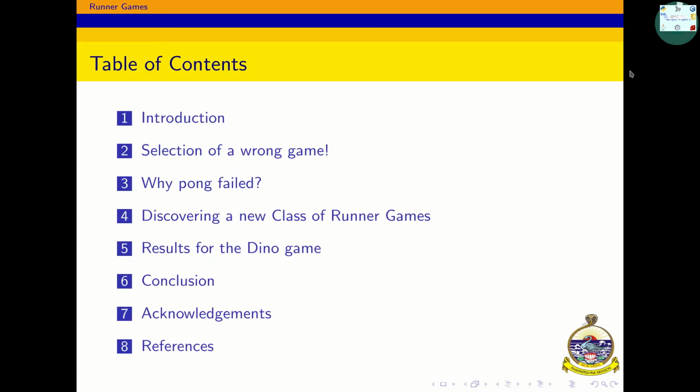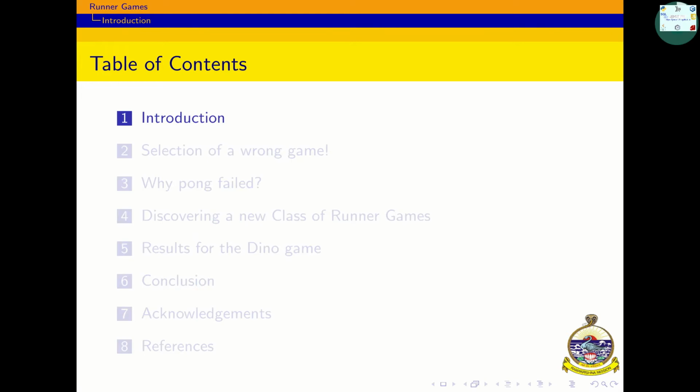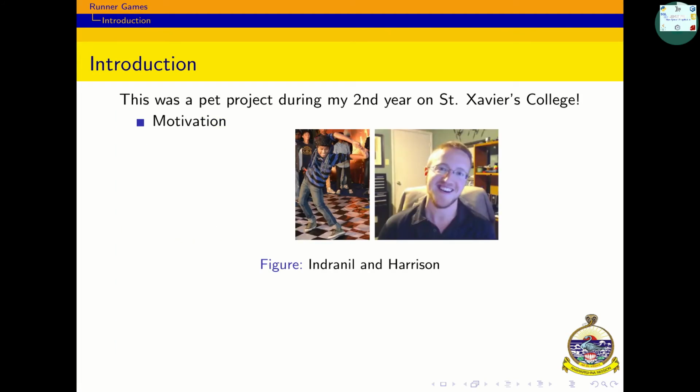So I will be talking about the motivation behind this project. This was my side project during the second year of St. Xavier's College, and one day my friend Indranil told me about a cool way we can use to make computers play games. It was second sem and we were all wanting to do some machine learning using the available tools.